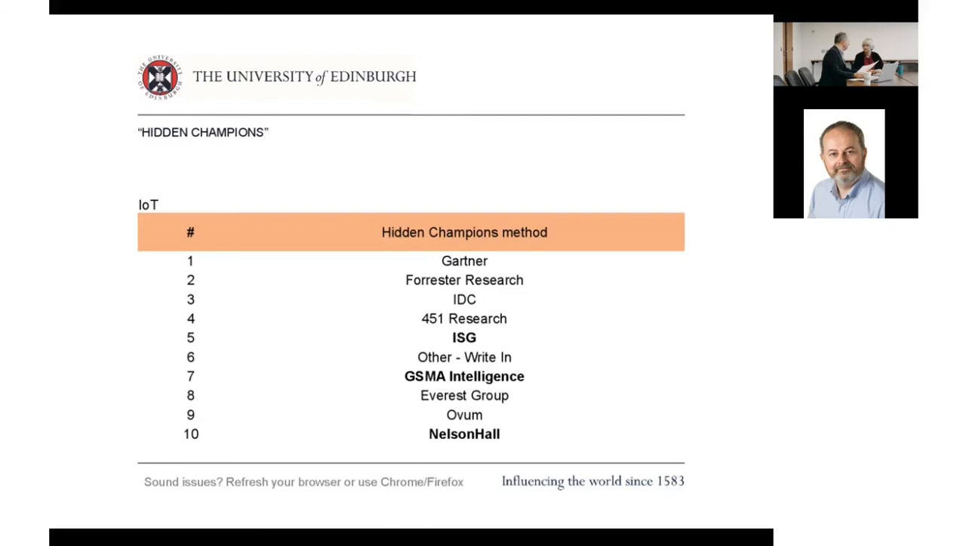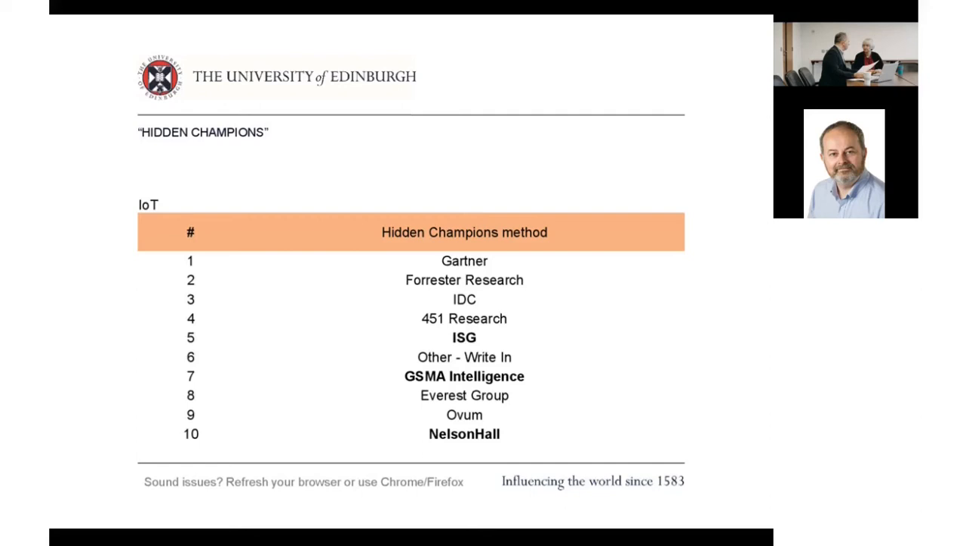But if we look at the hidden champions for IoT, we see ISG punching above its weight. Of course, that is definitely an organization which is really complex. It has a huge impact on advising clients on their purchasing options, and of course on helping suppliers to be able to generate leads. But it's also an organization that is generating some research.